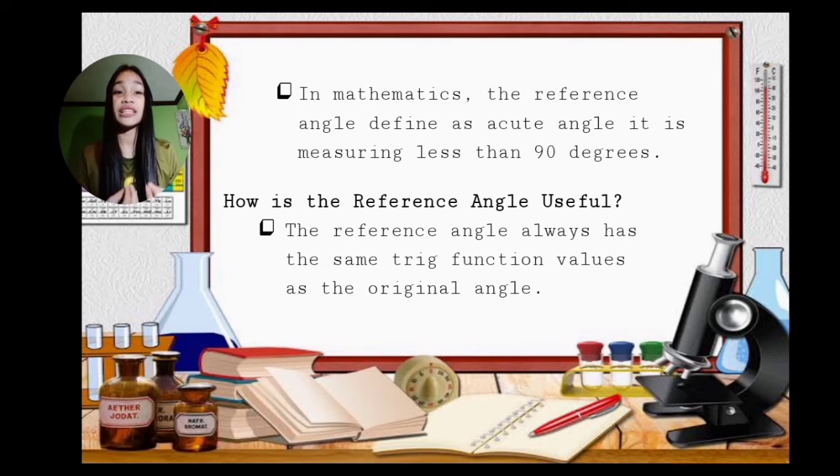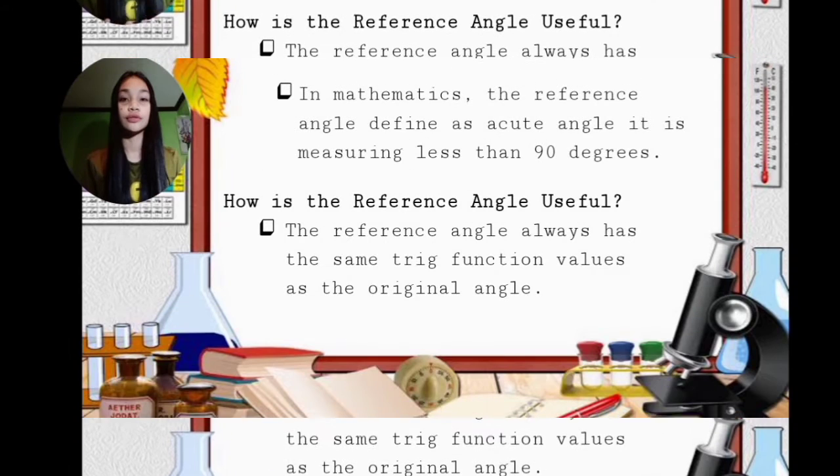How is the reference angle useful? The reference angle always has the same function values as the original angle. Note the word values there. The sign may not be the same, but the value always will be the same. This is useful for common angles like 45 degrees and 60 degrees that we will encounter over and over again.